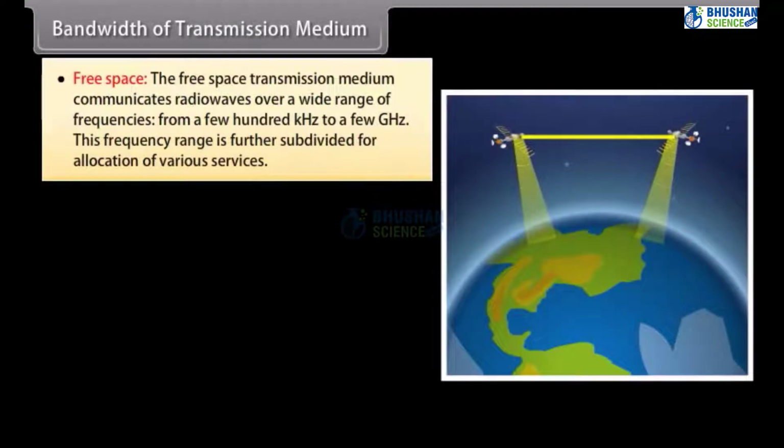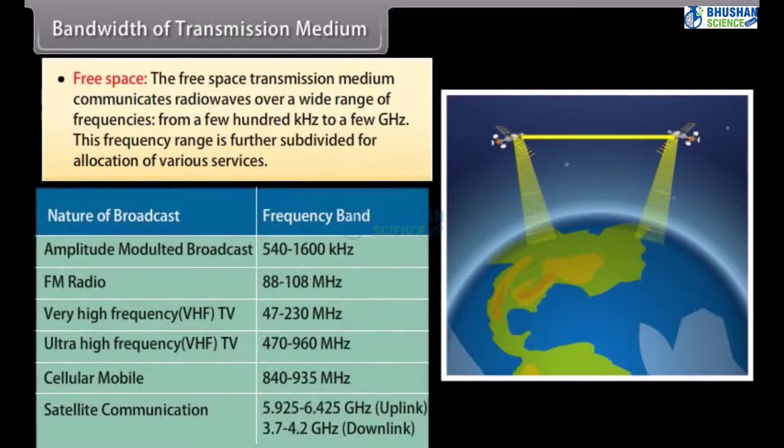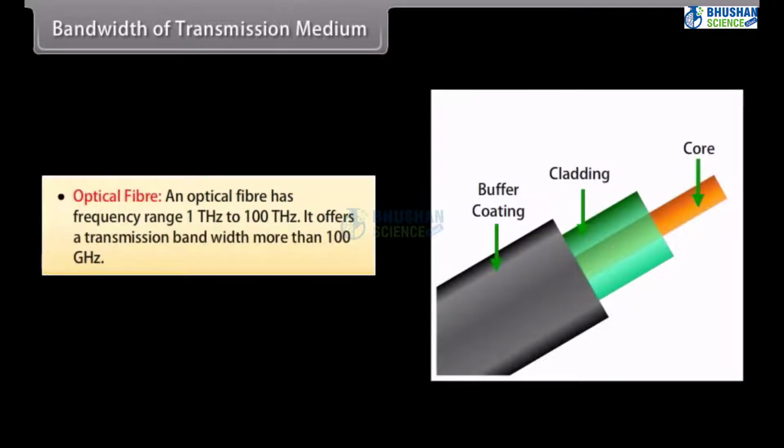Free space. The free space transmission medium communicates radio waves over a wide range of frequencies, from a few hundred kHz to a few gigahertz. This frequency range is further subdivided for allocation of various services. Optical fiber. An optical fiber has a frequency range of 1 terahertz to 100 terahertz. It offers a transmission bandwidth of more than 100 gigahertz.